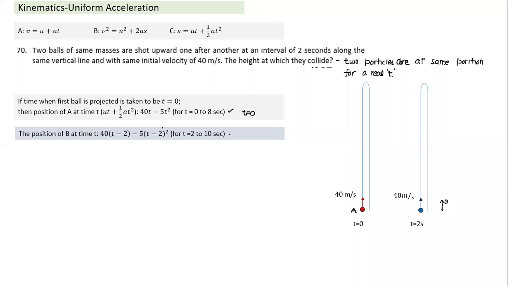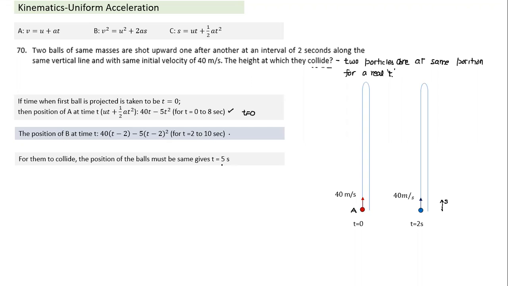And I hope all of you follow this one. If not, just go through that again, see that you understand how we write. So this is equal to t minus 2 seconds. If they have to collide, both s coordinate values have to be equal. That's what collision means. When we equate both and solve, we get t is equal to 5 seconds.